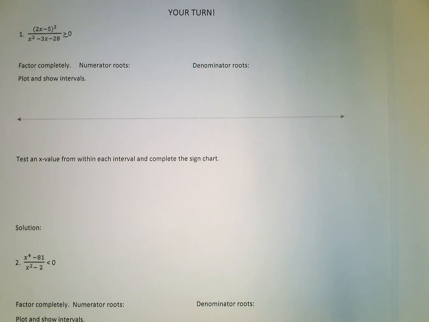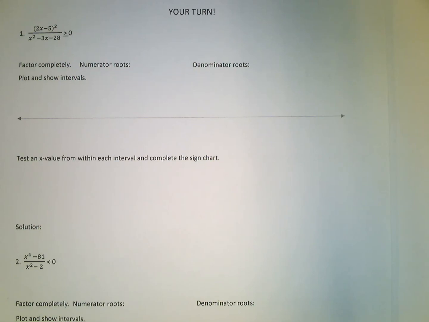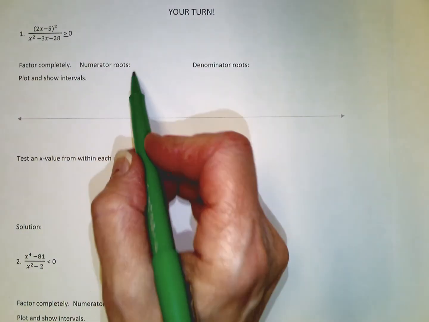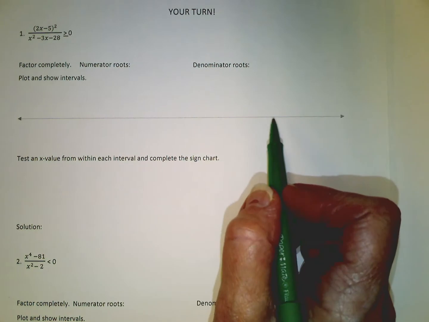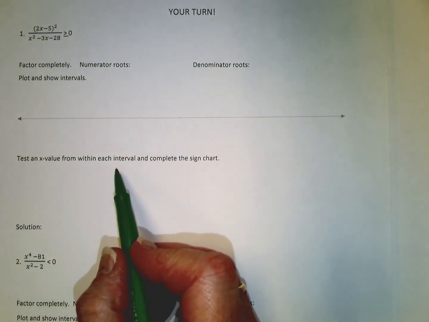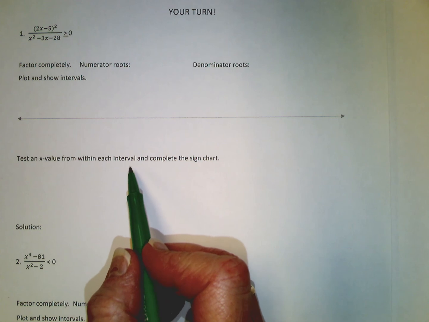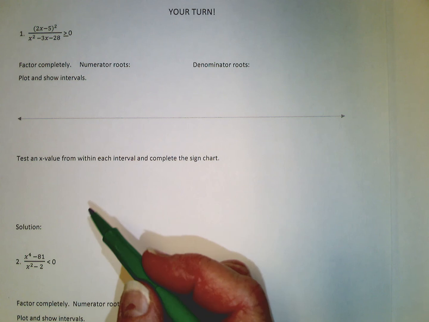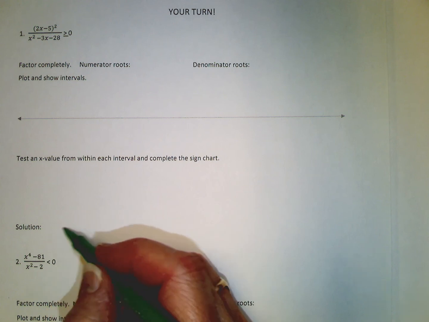I hope you found these two problems entertaining. They had some extra little specialties. So we're going to factor to get the roots so that we can mark off the number line, determine the intervals, test values to see which intervals make the entire fraction positive or negative, and use that sign chart to get our solution.